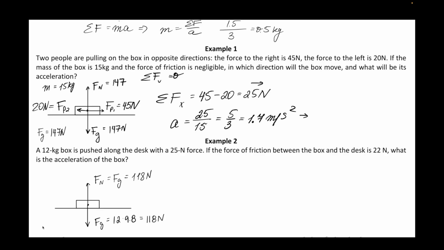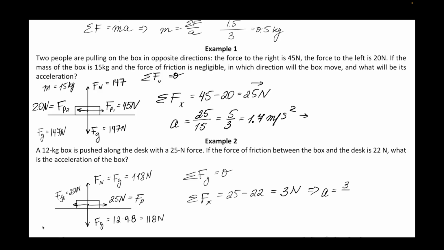And then we have a force of pull. I'm going to pull it to the right. Force of friction is 22 newtons. Then net force in the y direction, vertically, is 0, but the net force in the x direction is going to be 25 minus 22. And we're not going to add x and y directions because they're not along the same line. So that's going to be 3 newtons of net force, which will lead to acceleration equal to 3 divided by 12, and that's 0.25 meters per second squared in the direction of the pull, and I drew it to the right.